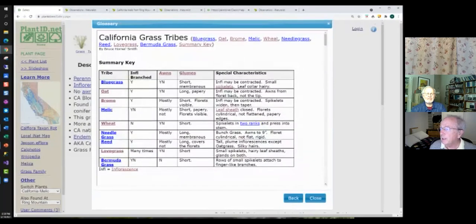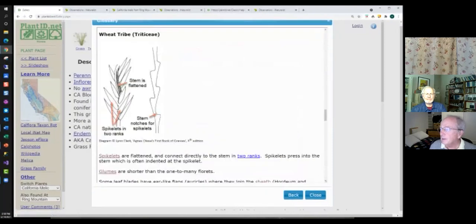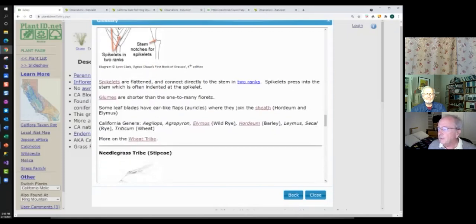Let's look at wheats. Wheats are going to have a spike-like inflorescence with short glumes instead of the long glumes of the oats. So here we have spikelets in two ranks. These spikelets actually dig into the stem, so you can see the notched stem. Sometimes as you go along and you look at a grass and you look at the stem and it has notches in it, that's probably a wheat that you're looking at. And there are a bunch of genera that are members of the wheat tribe, like Elymus and Hordeum.